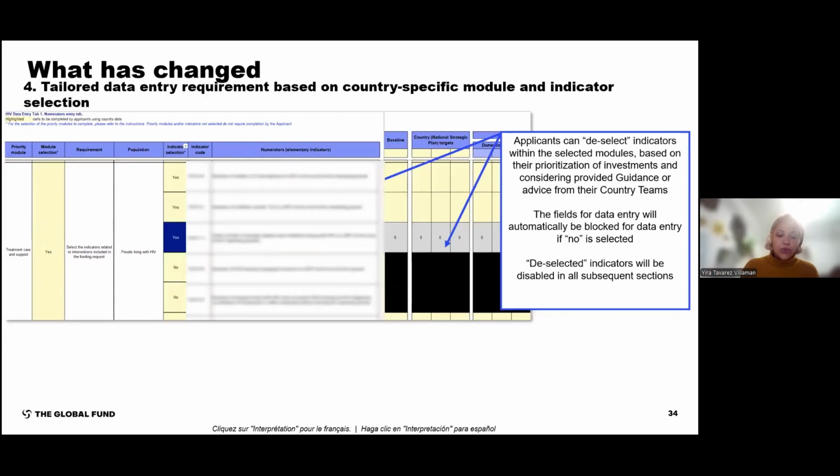It is important to note that once the priority modules have been selected in the HIV and TB programmatic gap tables, all indicators of the priority module will appear automatically selected. Applicants then can deselect the indicators by selecting No from the drop-down list in the column for indicator selection. The selection of indicators in Section A, Tab 1 will modify the data entry fields in all the sections accordingly.